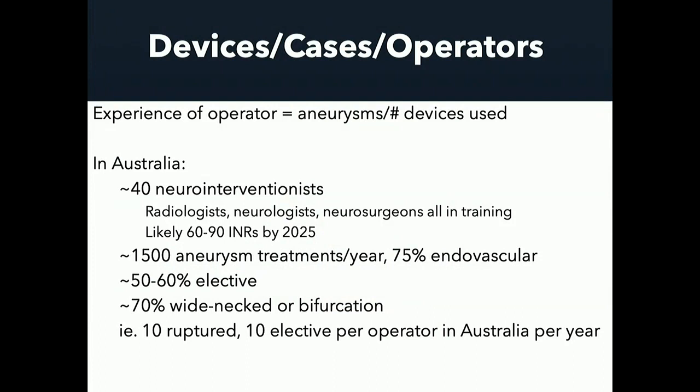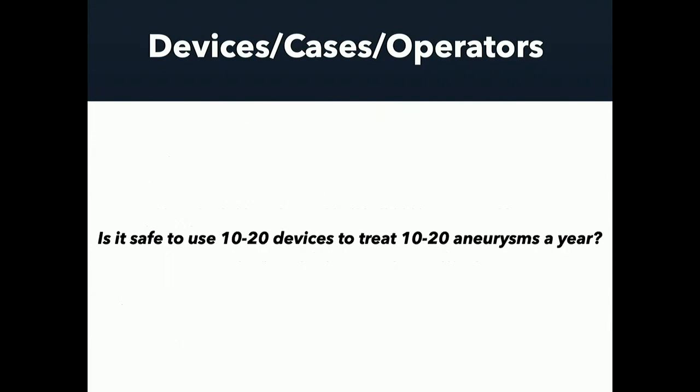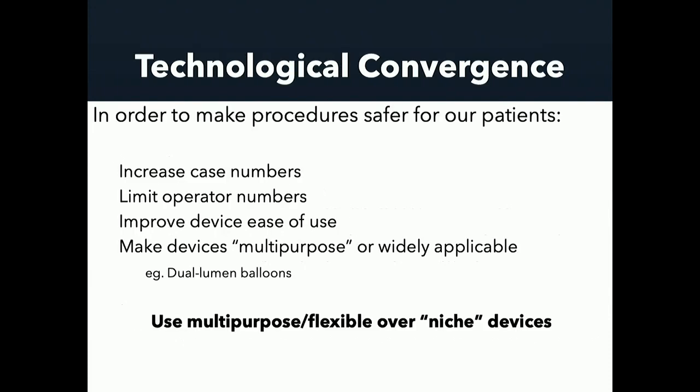And where I come from, we've got about 40 neurointerventionists in the country. That's going to expand by about a factor of half to 2/3 by 2025. But when you do the maths and look at wide-necked aneurysms, in effect, we're looking at people treating about 20 wide-necked aneurysms each per year in Australia. Now, some will be higher than that in the high-volume centres, some will be lower. But the question then becomes, is it safe to use 10 or 20 devices to treat 10 or 20 aneurysms? And this will have some bearing on the later discussion.